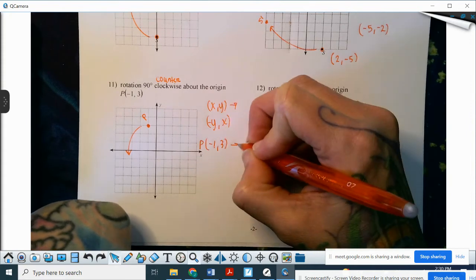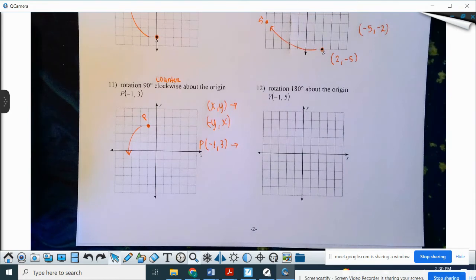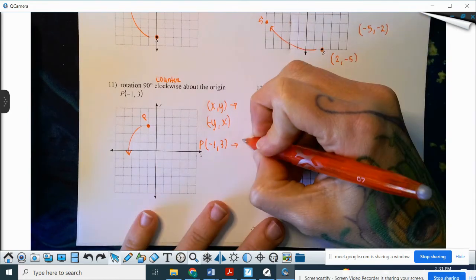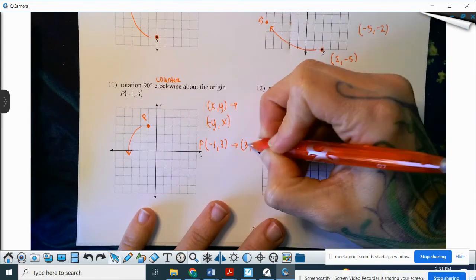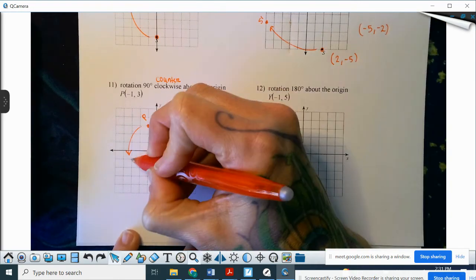And we want to rotate it counterclockwise, which is turning to the left. And we're going to flip those. So it's going to become 3, -1, but we make our first one negative as well because y becomes negative. So -3, -1.